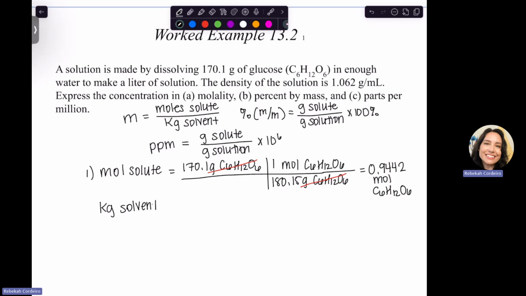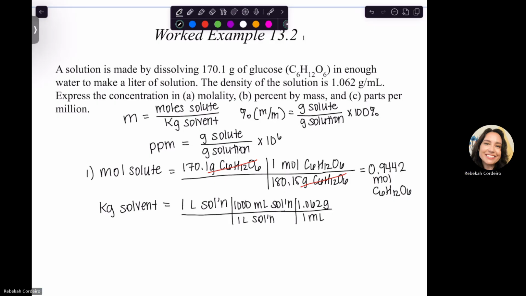The solvent is water. So let's take 1 liter of solution. I can abbreviate it sol'n. And then we know 1 liter is 1,000 milliliters. And again, this is of your solution. And then they tell me the density of the solution is 1.062 grams per milliliter. So I think because the solute is in grams, we can just keep the solution also in grams. So we should get 1062 grams of solution here.